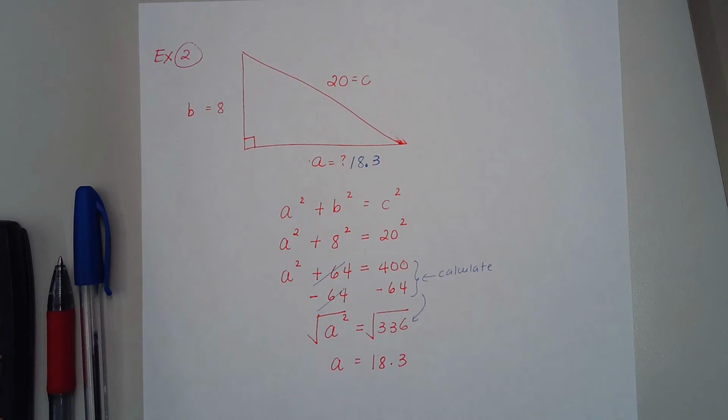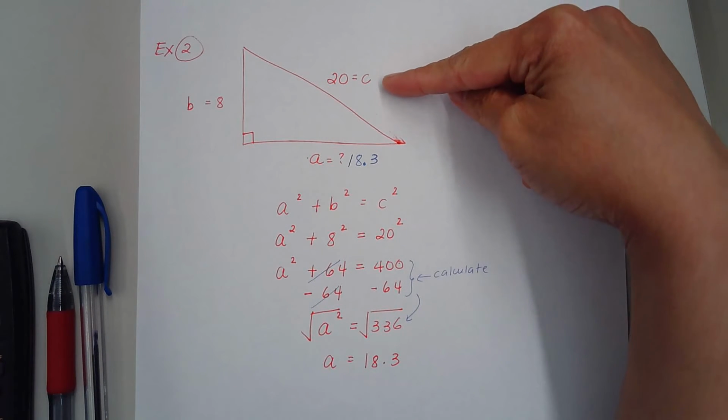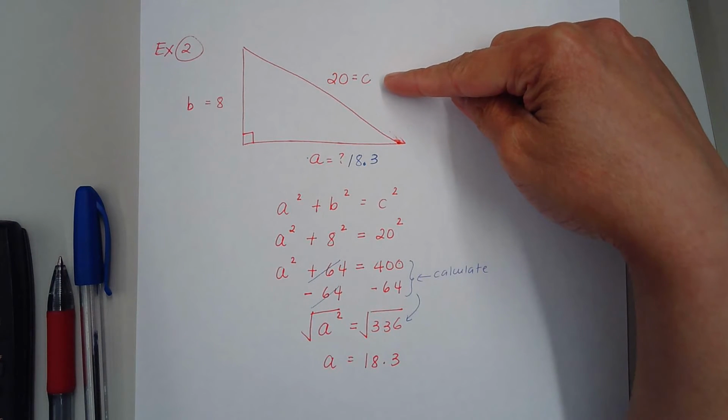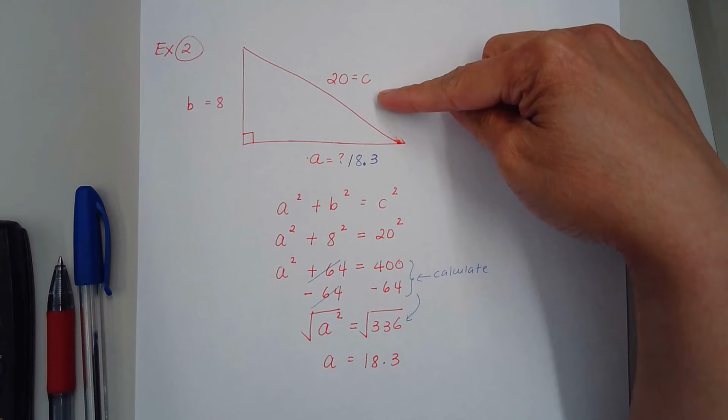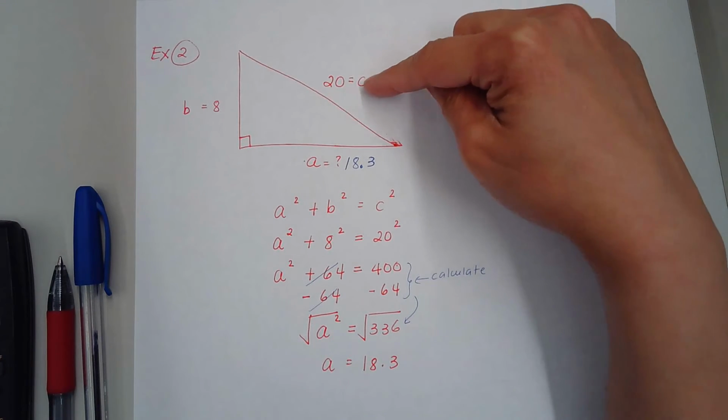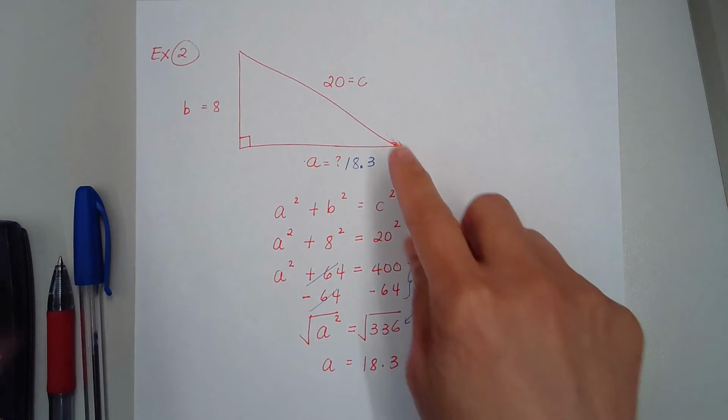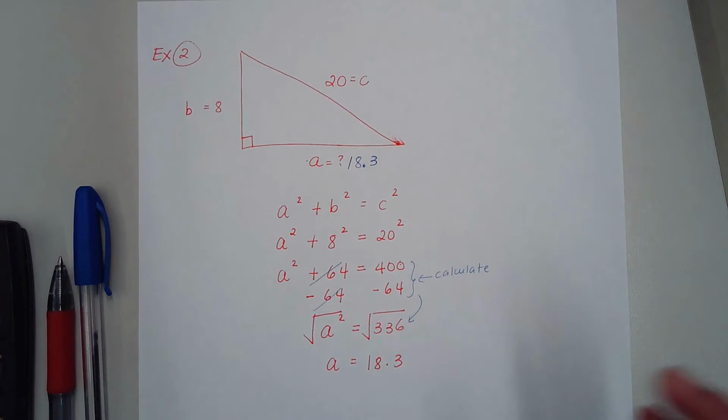Is this answer reasonable? Right? Is the hypotenuse still the longest? Yes. Yeah, because this is the biggest number, so that means it's the longest side.